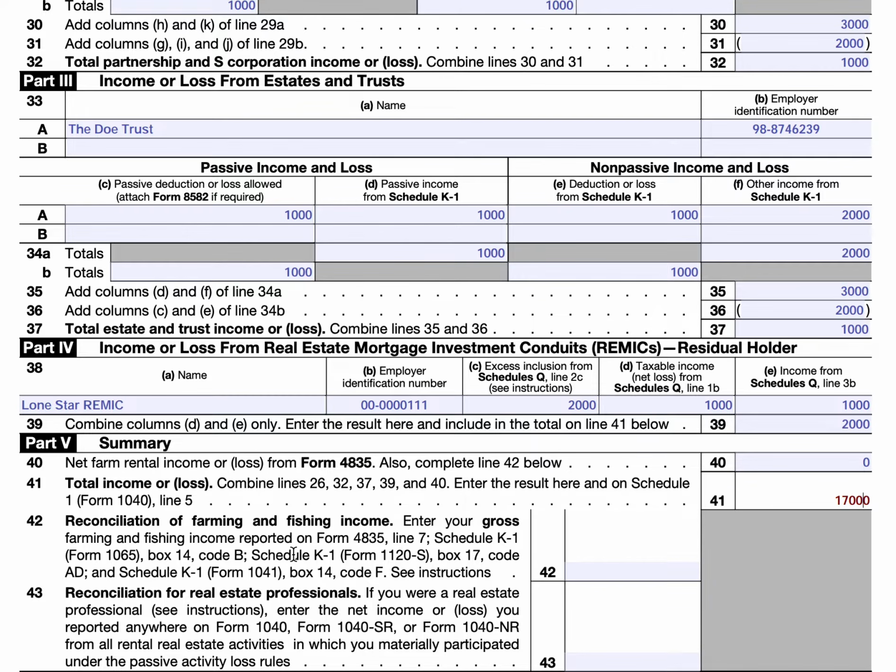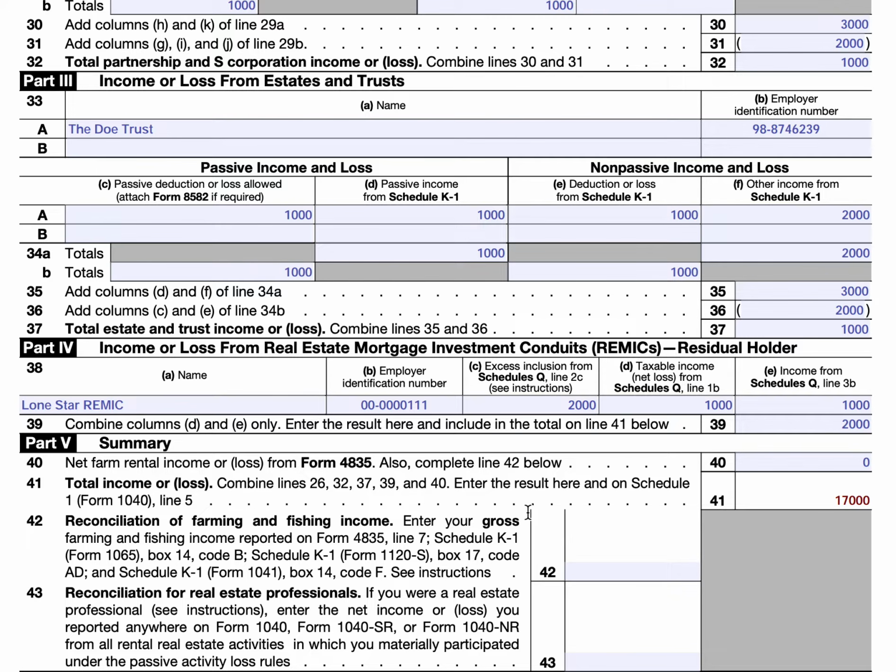So I'll briefly go over lines 42 and 43, even though they don't pertain to our taxpayer's situation. For farmers and fishermen, they would enter gross farming and fishing income as reported on either IRS Form 4835, line 7, Schedule K-1 from a partnership in Box 14, Code B, Schedule K-1 from an S corporation, which is reported in Box 17, Code AD, and then a Schedule K-1 from estates and trusts would go into Box 14, Code F. So, what does this mean?